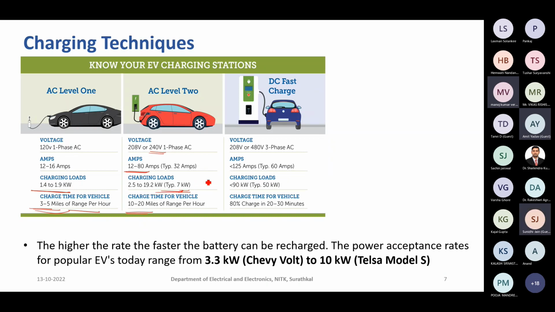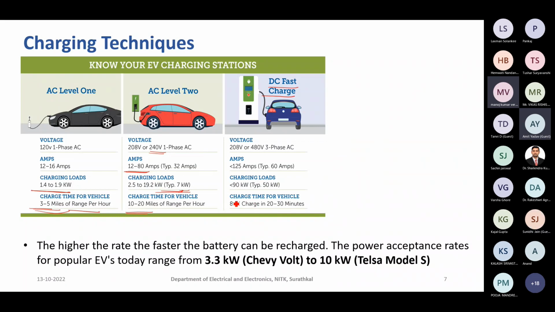And now the recent technology, the DC fast charging technique, where we want to charge the battery within a few minutes, where we don't want to wait a long period of time to charge the battery. We are trying to improve that, so that within a few minutes we can charge the battery and go for riding.